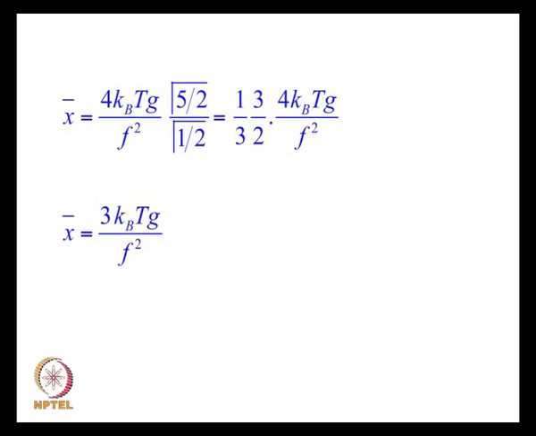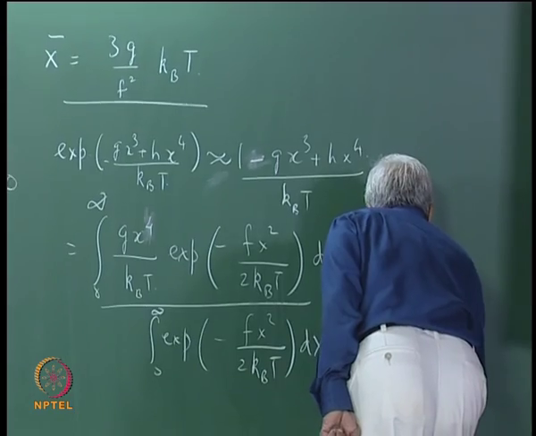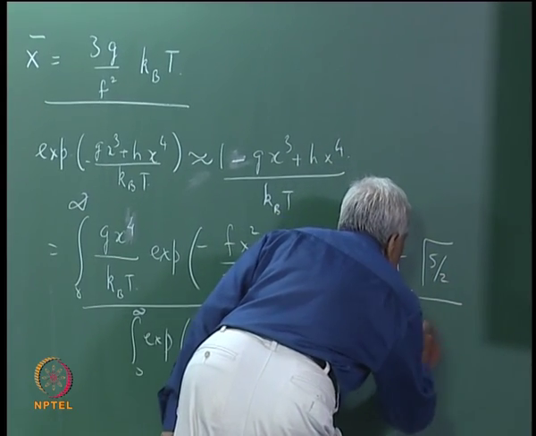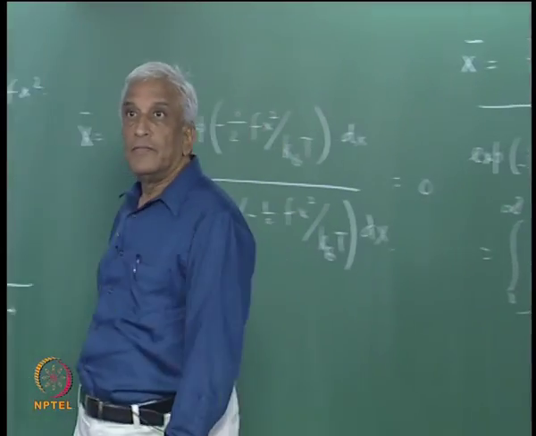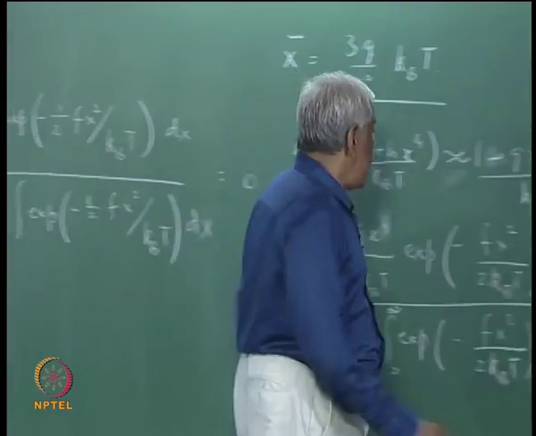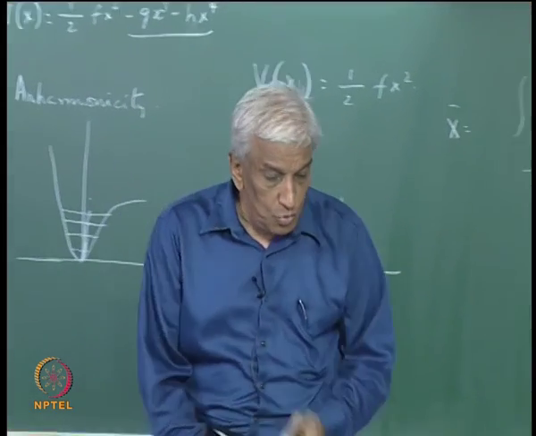This, by suitable substitution, can be shown to be equal to 4 kBT by f square times gamma 3/2 by gamma half, where these are the gamma functions. That would give you the result 3 g kBT by 4 f square. So, you can see that there is a net change, a non-zero mean displacement in the presence of the anharmonicity, and that is what contributes to thermal expansion.